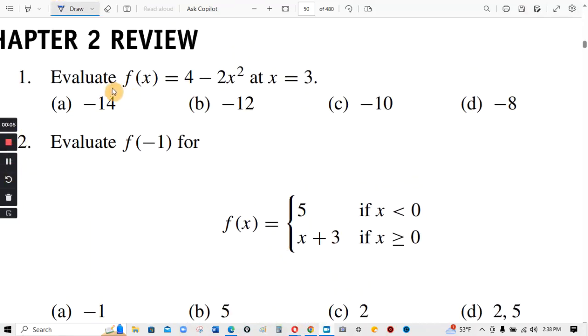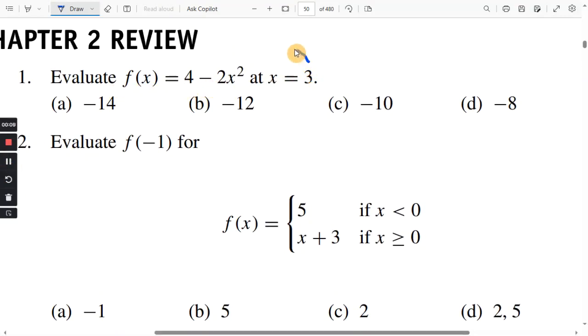All right, first one's easy. Evaluate this function at x equals 3. So you are simply taking 3 and plugging it in place of x. All right, that's going to give us 4 minus 2 times x squared. So that's going to be 3 squared.